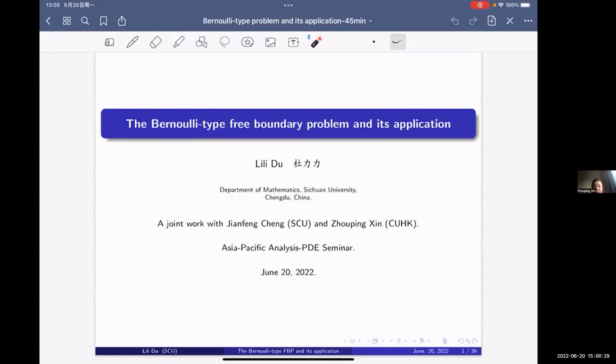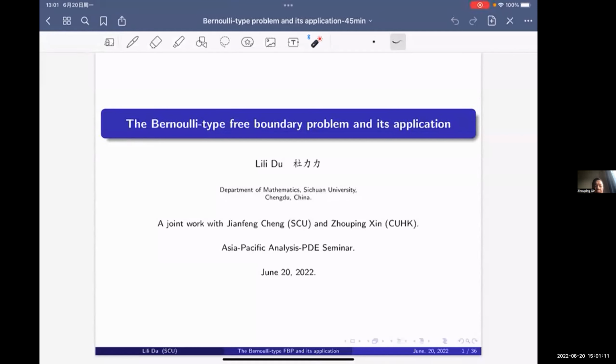Today, we are very happy to have a speaker, Lili Du from Sichuan University. Before the start, let me say a few words on Professor Lili Du. Professor Du got his PhD in 2005 from Sichuan University. Then he went to the south part of China, South China University of Technology, and also Zhouping University as a postdoc and also as a young faculty there. And until 2011 or 13, he came back as a professor at Sichuan University.